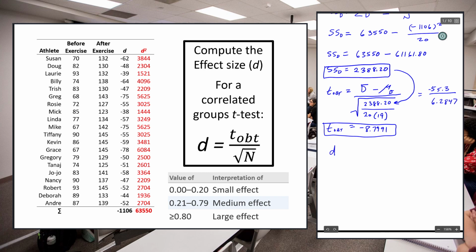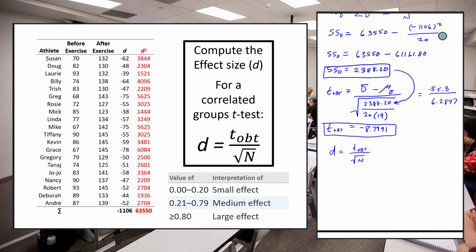So d is equal to t obtained divided by the square root of n. When you're trying to wrap your mind around what this d value means, you can think of it as the number of standard deviations that separates the means. In this case, d would reflect the number of standard deviations that our difference is away from the population mean of 0, which means no difference.